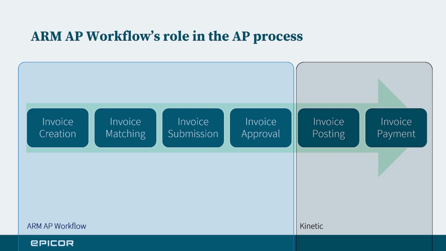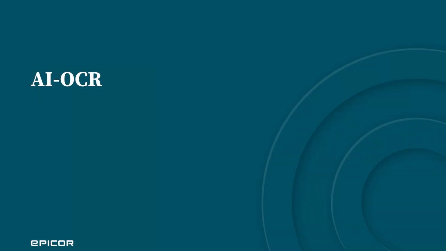So in summary, the AP workflow module is all about entering and approving AP invoices using ARM. And this process works fine for many organizations, but eventually there comes a point, especially where large volumes of invoicing is concerned, where it makes more sense to automate the process of creating, matching, and submitting invoices. And this is where the AI OCR piece comes into play.